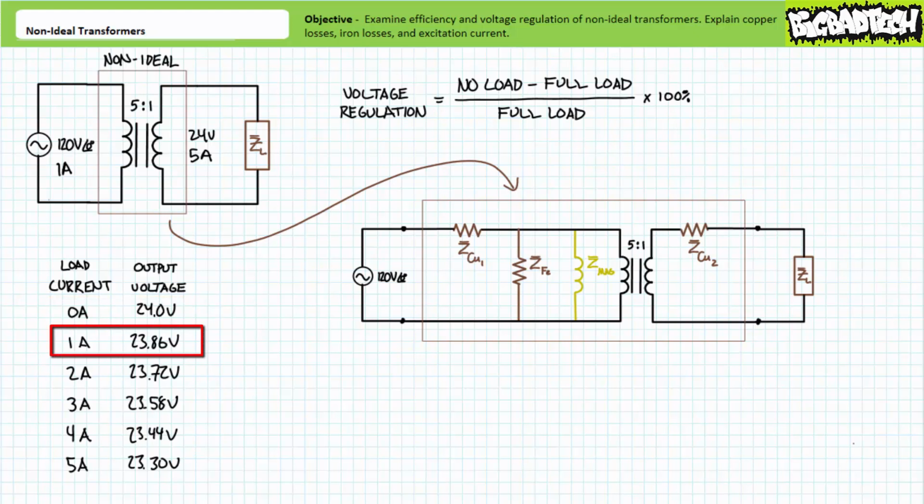When 1 amp of current is being drawn from the secondary by the variable load, the transformer appears to have an output voltage of 23.86 volts. The primary is drawing slightly more current, as is the secondary, and now there's an internal voltage drop in the windings. This being said, is 23.86 volts a cause for concern? Not really. We're still super close to the ideal 24 volts. However, we're already seeing a dip in output voltage at 1/5 the secondary winding rated current.